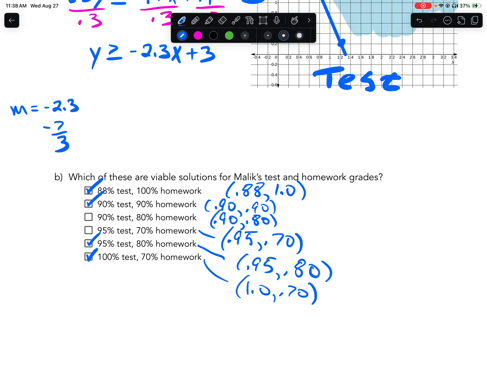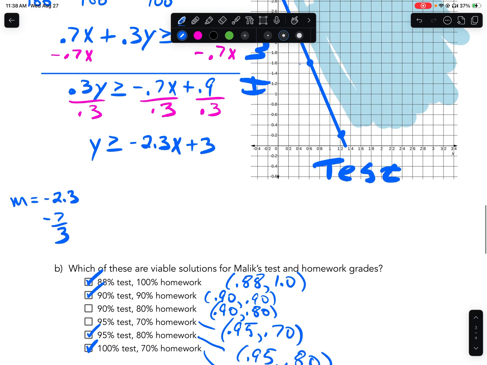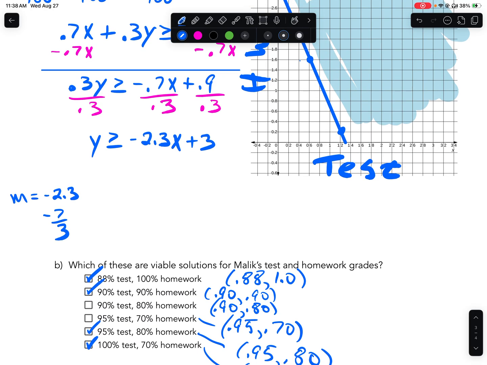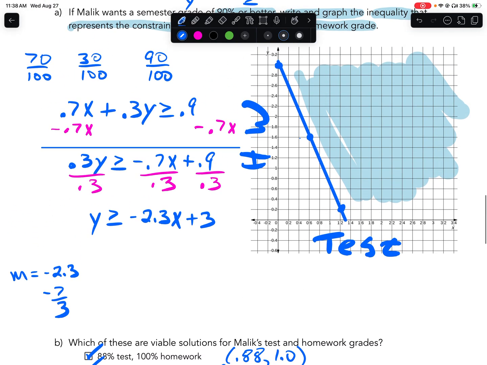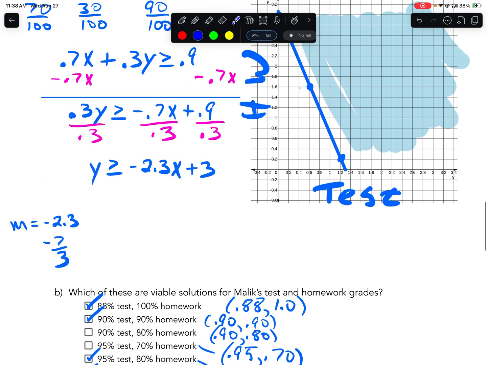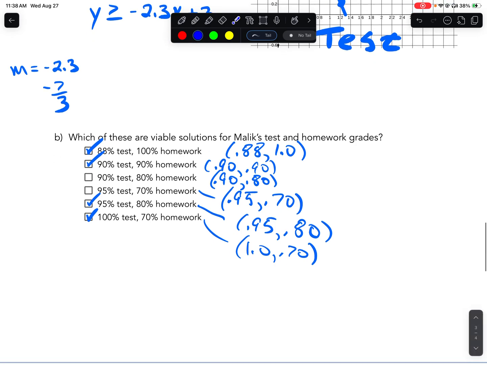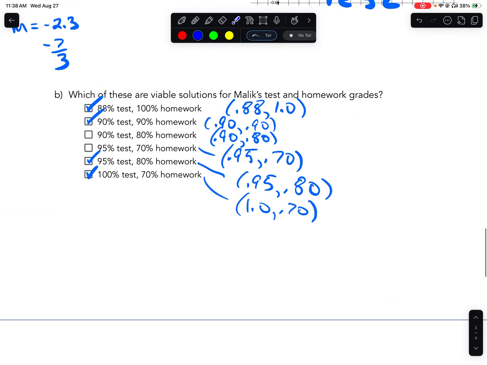So if you want to check these to make sure, because some of them were very close to that line, what you could do is plug into my equation up here, right? Plug in the 0.88 for the x and the 1.0 for the y, and then I would know for sure whether or not that solution was on the line or in the shaded region, or below the line, not in the shaded region. All right, that is it.